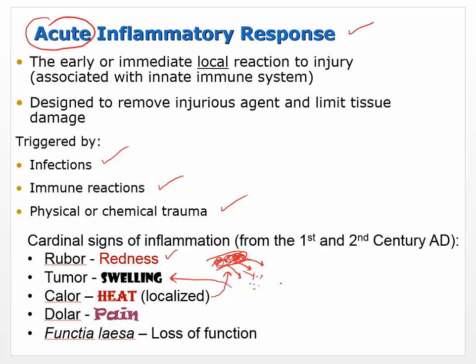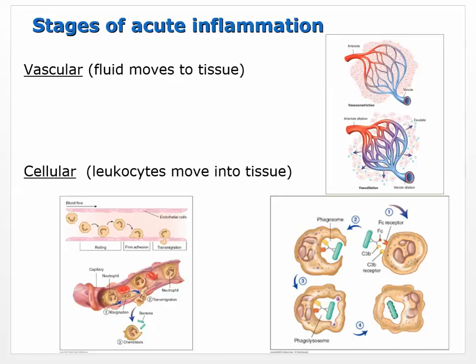And then pain. There are pain signaling molecules that, when things break open, release certain chemicals that will activate neurons to cause a pain response, to say, hey, something's happening here, and it gives your brain some information saying, hey, you might not want to walk on that foot for a little while, and so it will send that as a pain response. And then functio laesa, or loss of function, just means that things aren't working right, and we have some broken cells. Things are not doing what they're supposed to be doing.